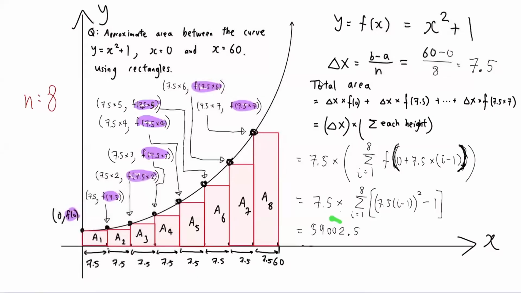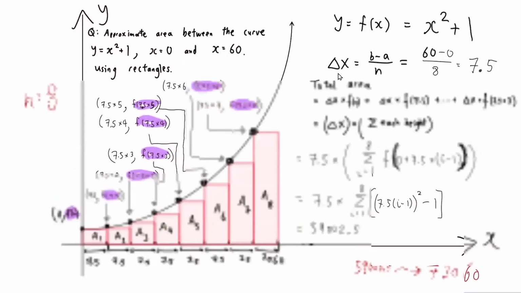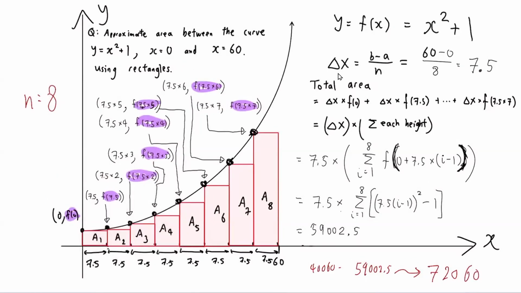Yeah, so that's how we get this 59,002.5. Can? And let's just summarize the areas again. So our exact area was 72,060. Here we got to 59,002.5. Previously we had what? 40,060. And then we also had 27,060. This is with n equals to 2 rectangles. This is with n equals to 3 rectangles. This is with n equals to 8 rectangles. So on and so forth.